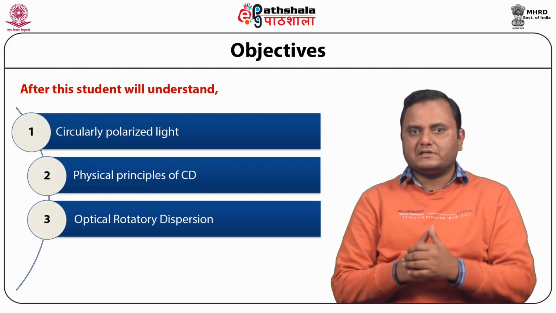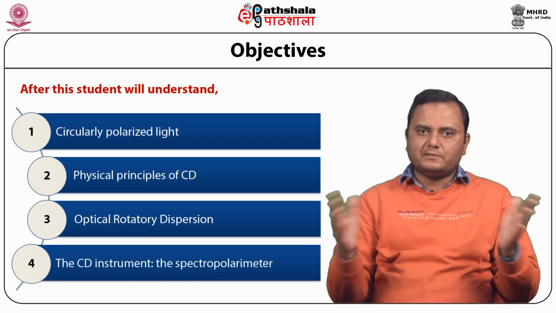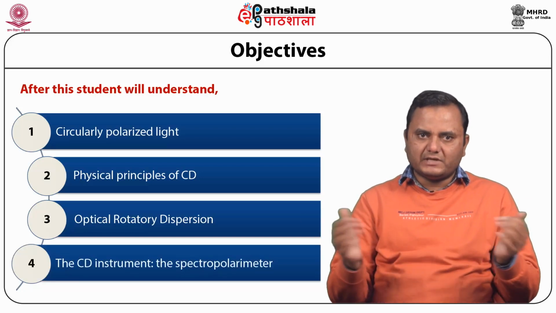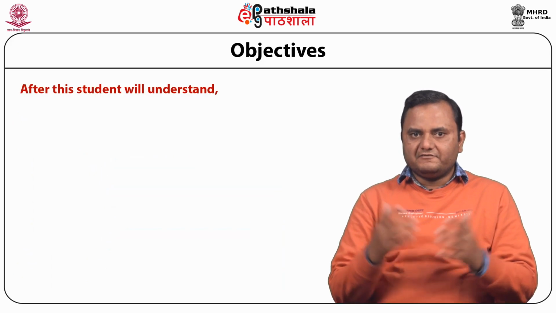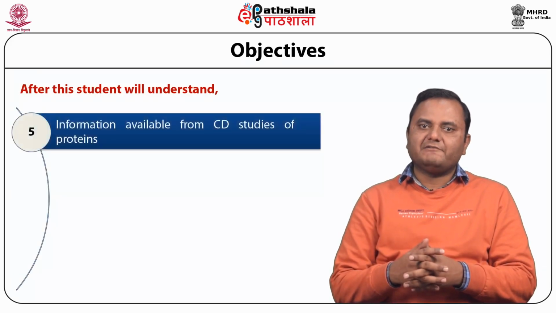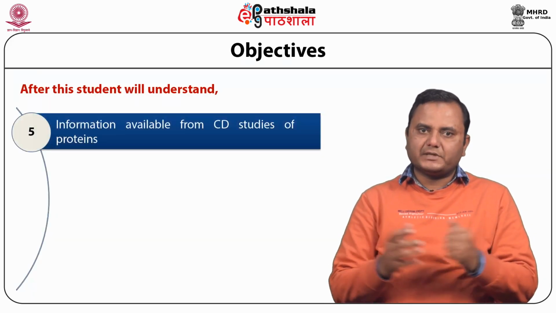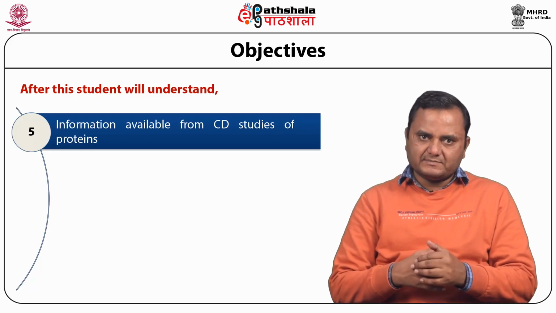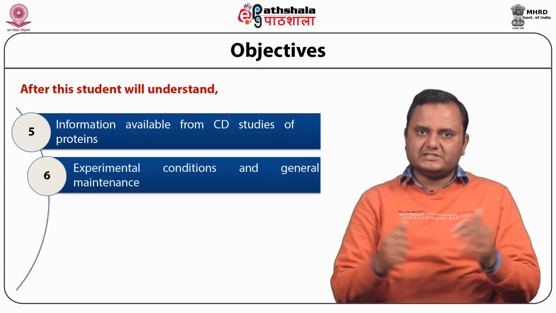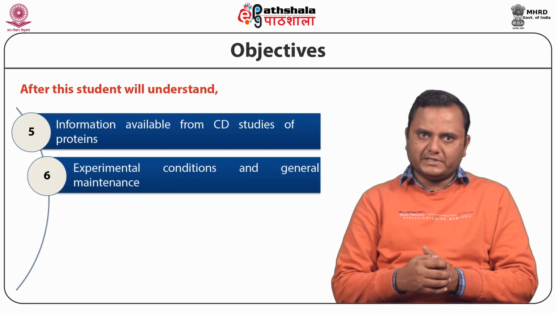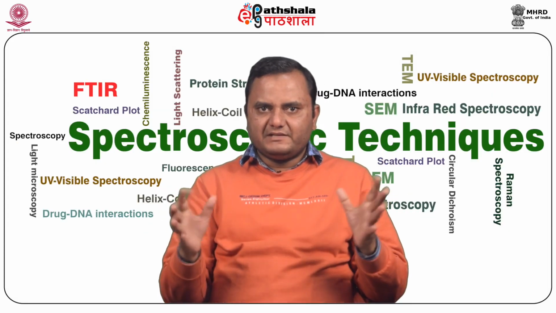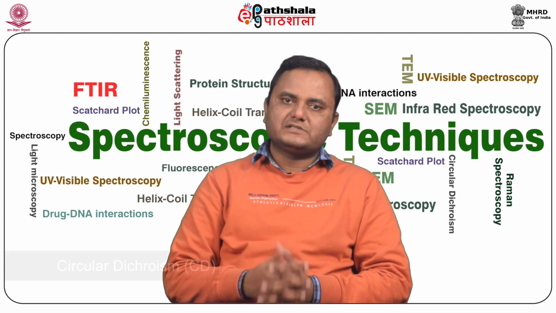Then we discuss the instruments or components of the CD spectropolarimeter. Then we discuss the information available from CD studies of proteins, and at last we discuss some experimental conditions and general considerations while using CD spectroscopy. So let me give you some very important information about circular dichroism.